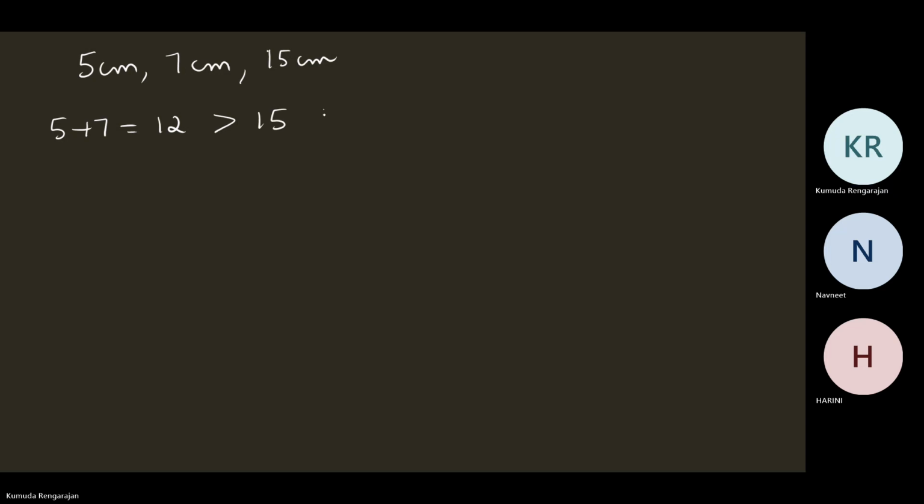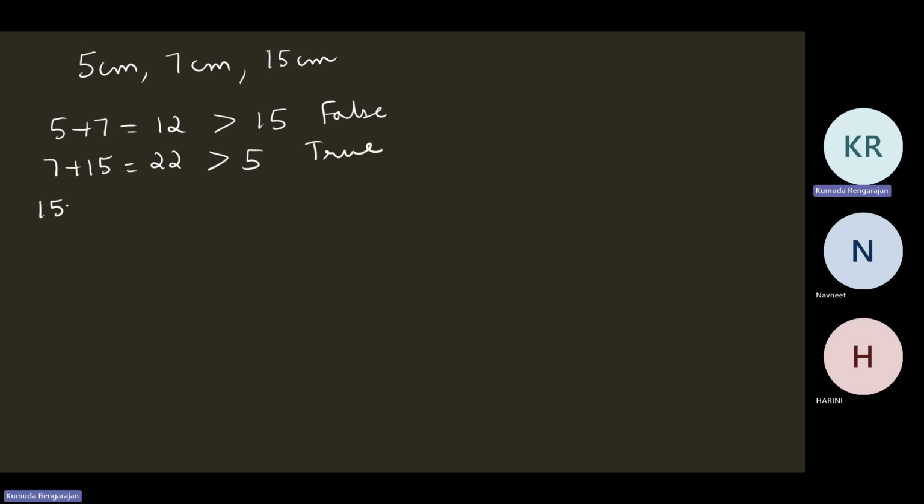False, ma'am. Now you don't have to check the others because it's false. Even if one is false, a triangle cannot be formed. But we'll just work the others. What is 7 plus 15? 22. And it's greater than 5. True.